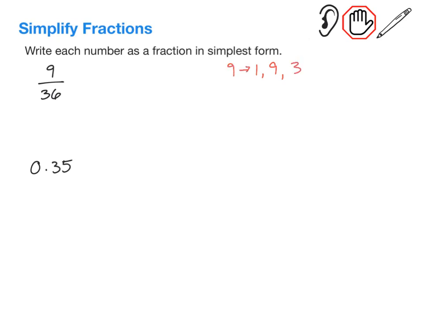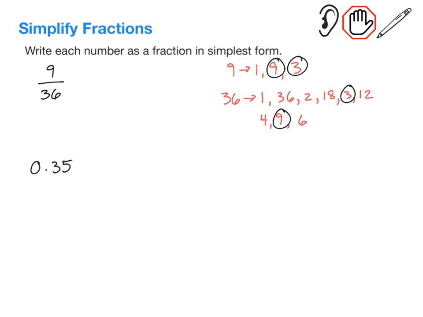Now let me list my factors of 36. My factors of 36 are 1 and 36. I know that 2 times 18 is 36. I know that 3 times 12 is 36. I know that 4 times 9 is 36, and 6 times 6 is 36. So now let me circle my common factors. So 3 and 3 are both common factors, and the number 9 is also a common factor between 9 and 36.